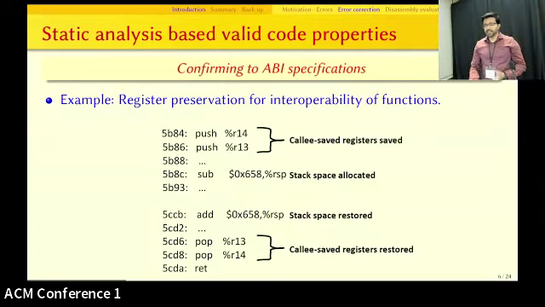The API specifies several rules that a program must obey in order to ensure interoperability. For example, it specifies what registers need to be used to pass arguments between functions. So the particular property that we check for is that a function must preserve a set of callee-saved registers along with the stack pointer.